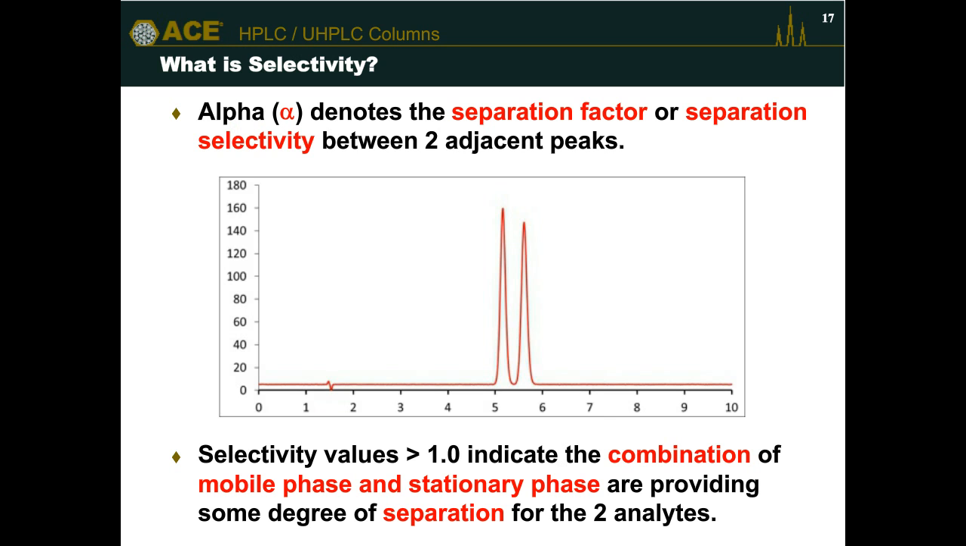You need to have a selectivity value, so an alpha value, above 1 to be separating out the peaks. It doesn't need to be that much higher than 1 to improve the separation, but it does need to be above 1 for our chromatography to really be achieving what we want it to, so to be pulling those peaks apart. And your system will be doing this for you in the background. It will give you values of retention, K, and alpha, so the ratios of the K values of two adjacent peaks.